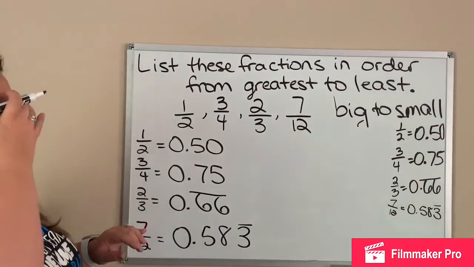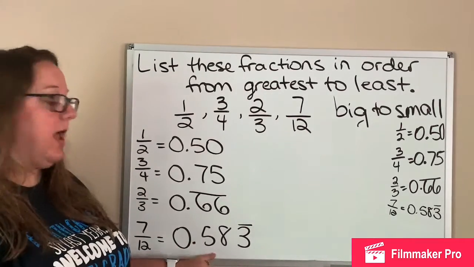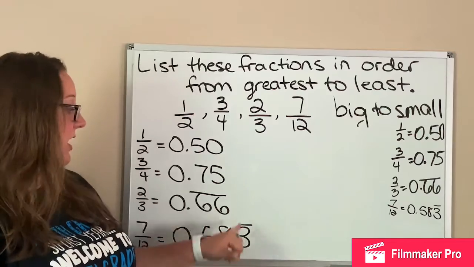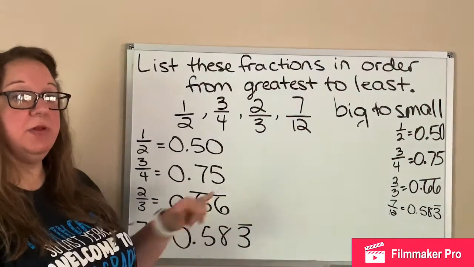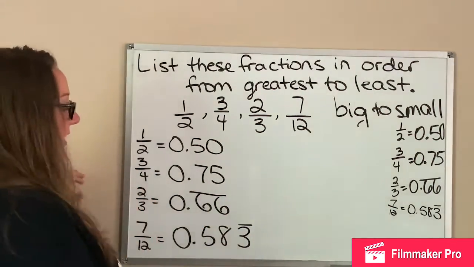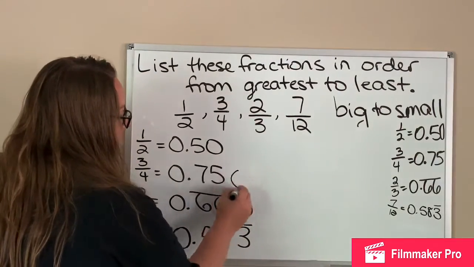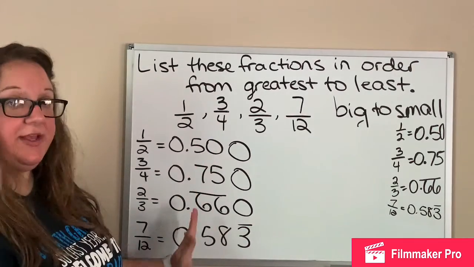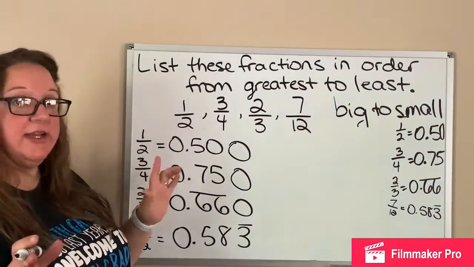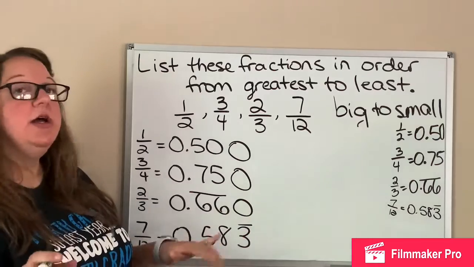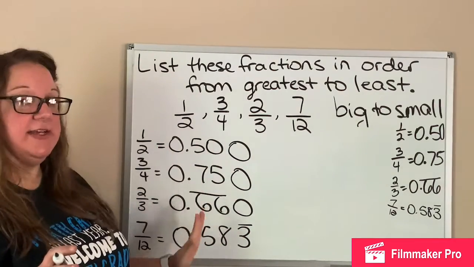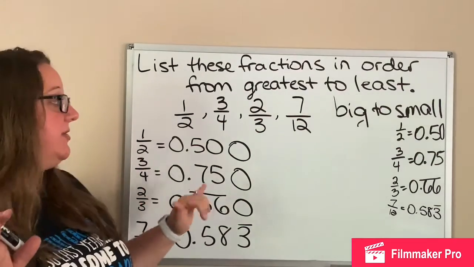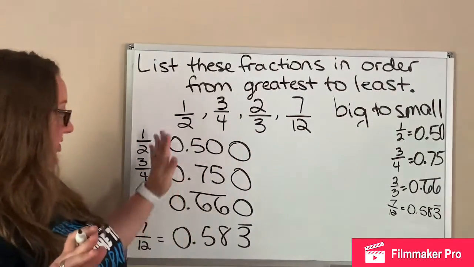Now notice, this decimal has a tenths, a hundredths, and a thousandths place. None of the other ones have a thousandths place. So what I could do is I could put zeros in here to make them all have the same place values. Now, the reason I can do that is because these zeros do not change the value of these decimals.